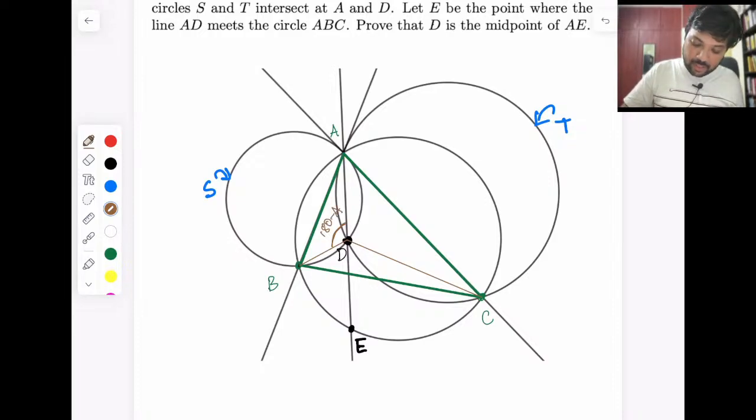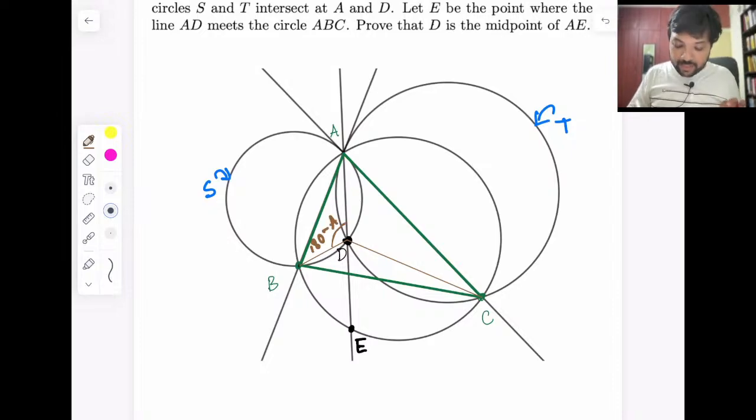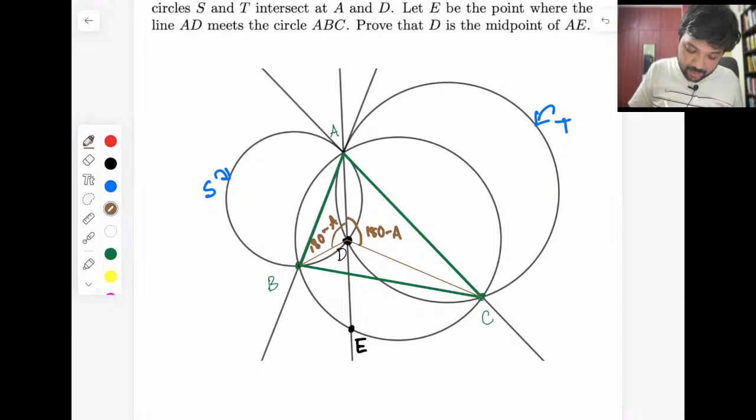I should write it in bold. So 180 minus A. Very similarly, the other one is also 180 minus A. Same argument, but symmetrically on the other side. Because A, D, E are collinear, this angle is A and this angle is A. Now, a nice thing we note is that BDC is 2A.